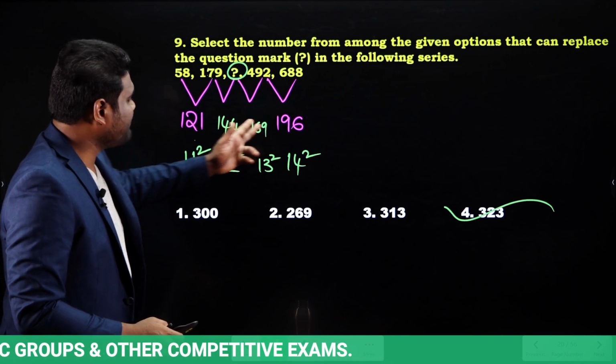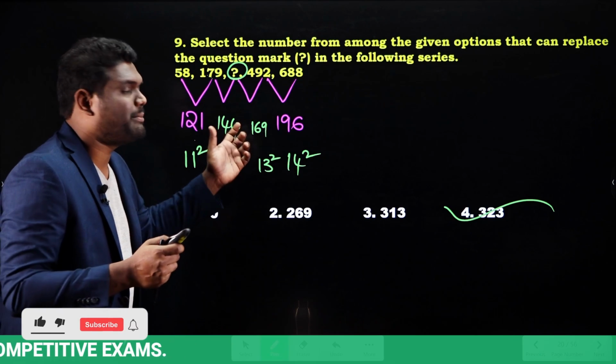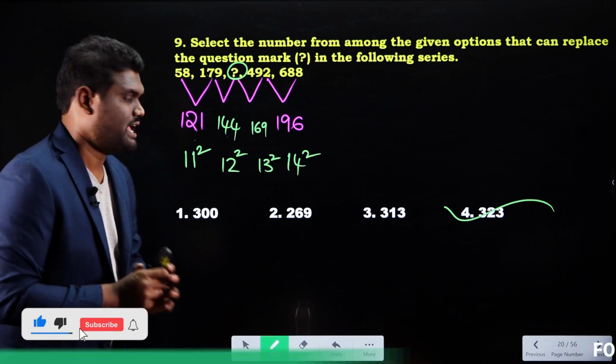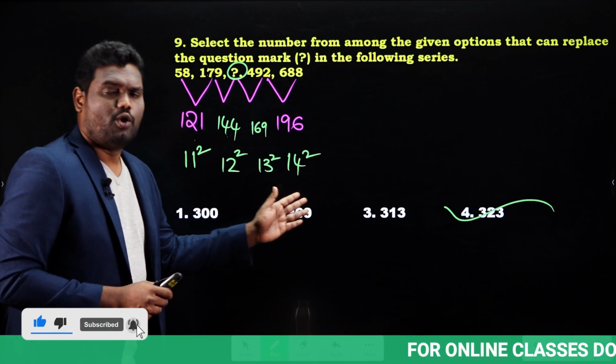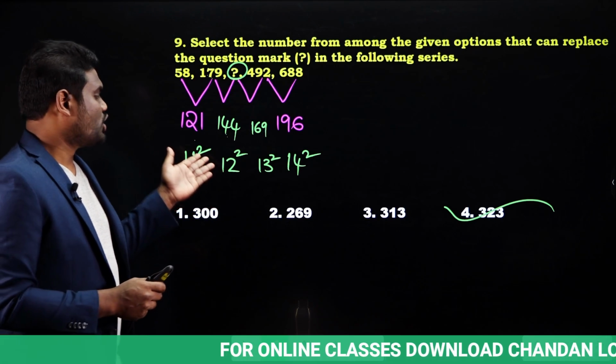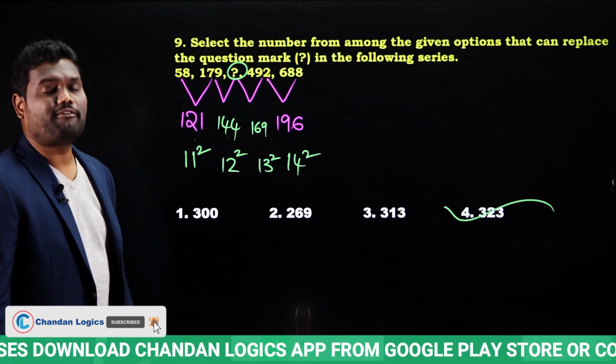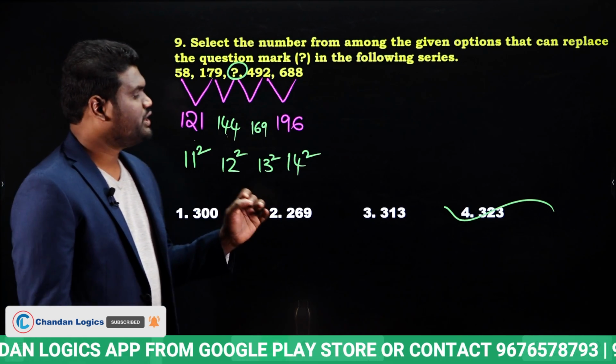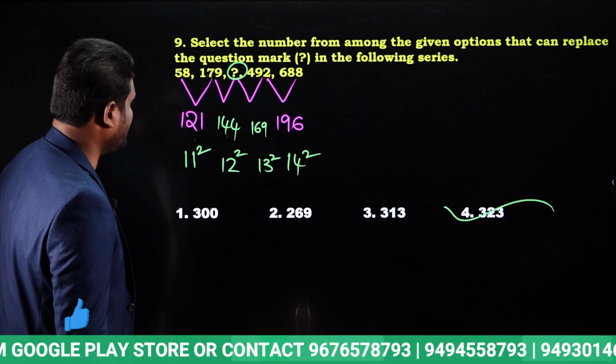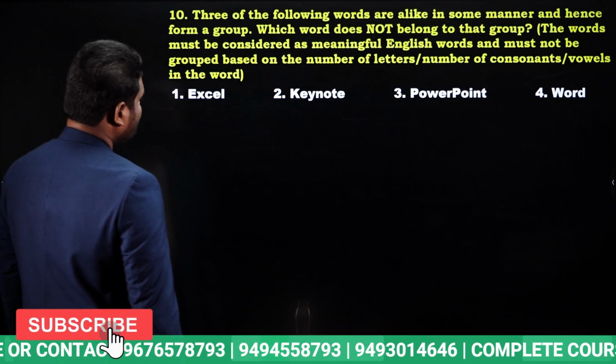If you observe 121, 196, it is very clear that both of them are perfect square values. This is 11 square, this is 14 square, which means between them should be 12 square and 13 square. Yes. Now 179 plus 144 is nothing but 323. Is that clear? Next one.